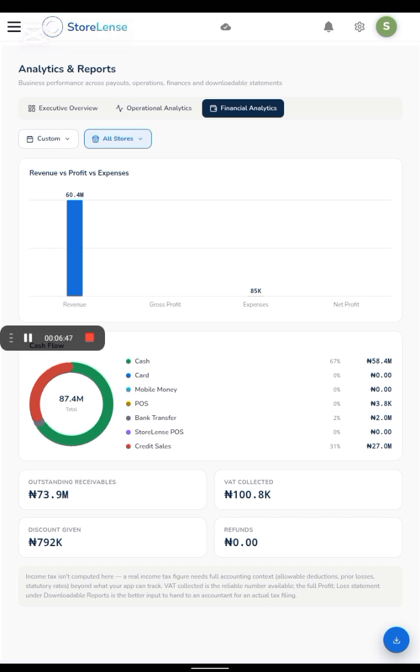The same analysis of how your money movement has been going will be shown here under the cash flow, the outstanding receivables, the VAT collected, the discounts given, and the refunds. All these things will be listed under your financial analytics.